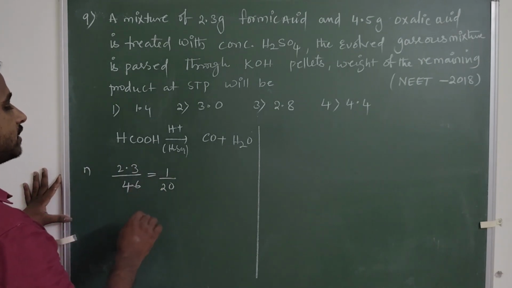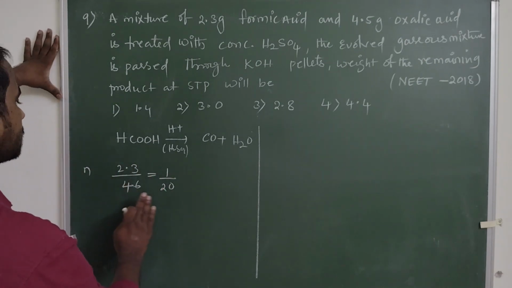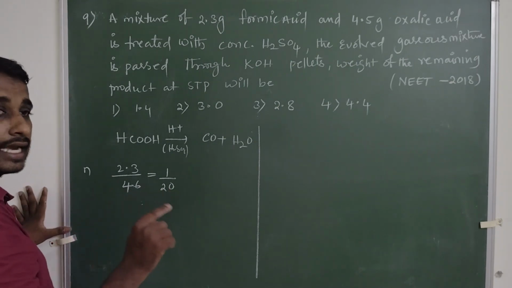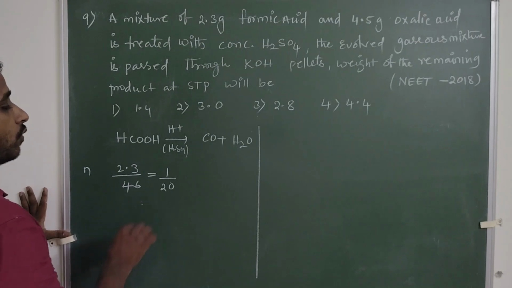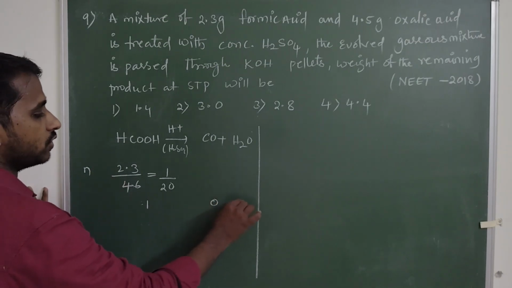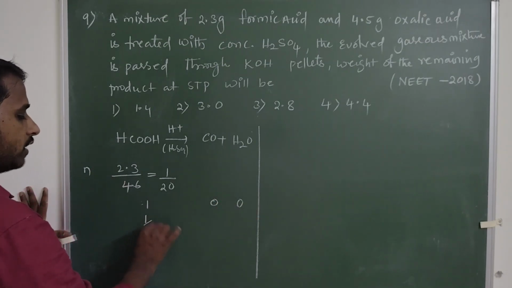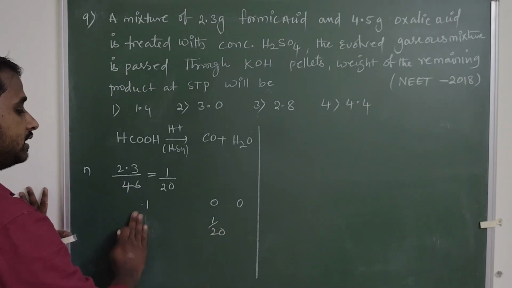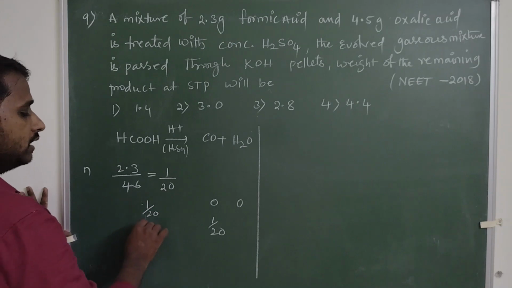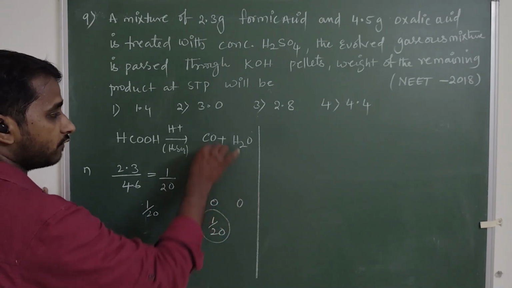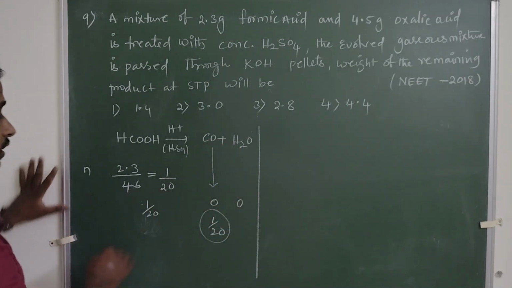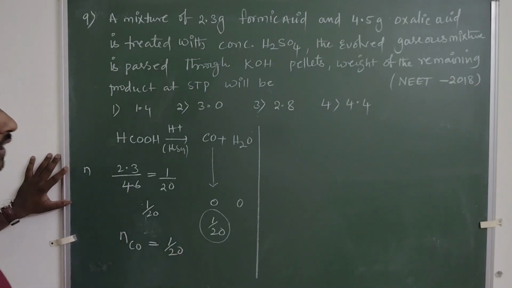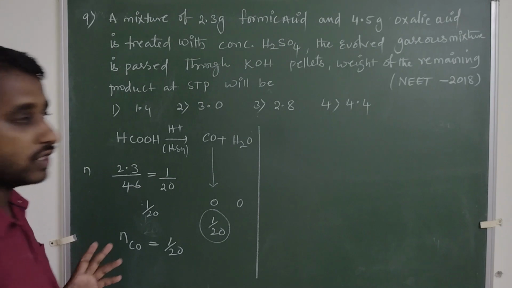So I can write, initially HCOOH is 1 by 20 and the products are 0 and 0. After reaction, 1 by 20 moles are formed. So 1 by 20 moles of carbon monoxide is formed. So now the number of moles of carbon monoxide is 1 by 20. H2O is absorbed by H2SO4.